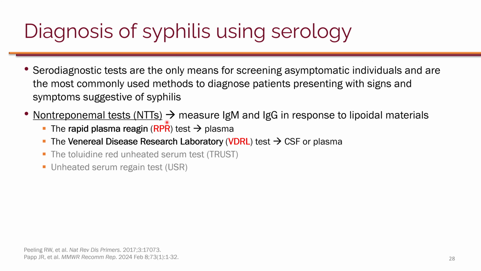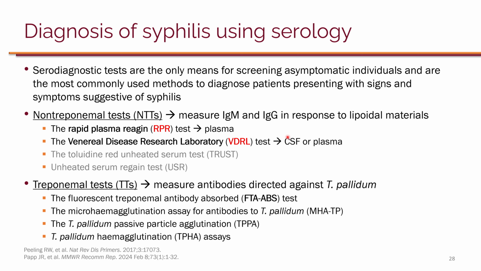The first one is non-treponemal tests. These essentially measure IgM and IgG in response to lipoidal materials from the organism. Two of the common ones used in the US are RPR, the rapid plasma reagin test, which measures this in the plasma. The second one is VDRL, the Venereal Disease Research Laboratory test. This one is available for plasma and CSF, and is most commonly used for diagnosis of neurosyphilis since it is available in an assay for CSF.